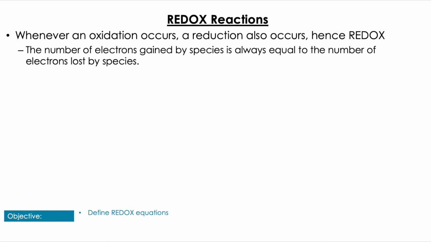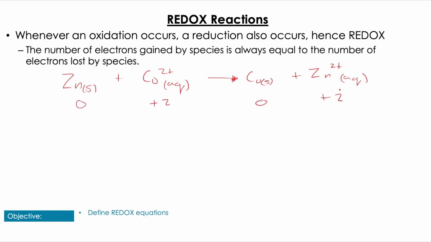Okay, on to redox equations then. So whenever oxidation occurs, we also have reduction occurring. These processes can't be fully separated. So let's take the example here of zinc and copper ions. Copper will gain some electrons and zinc will give up its electrons. But if we have a look at our oxidation states, we've got 0 and +2 and then 0 and +2.